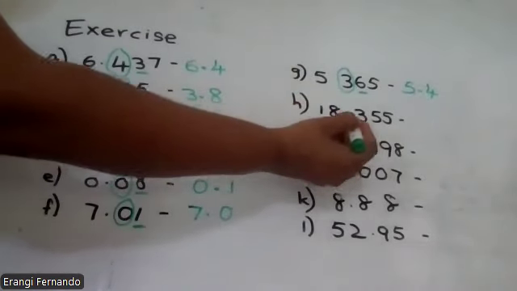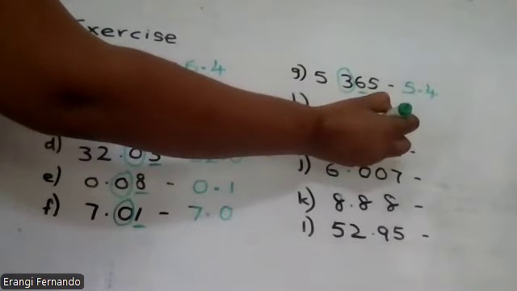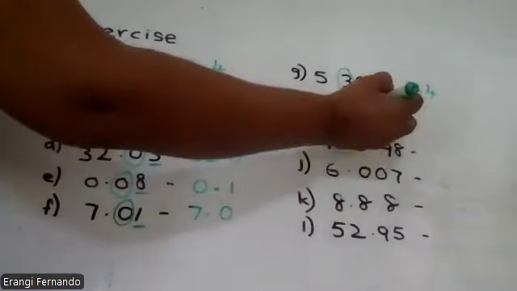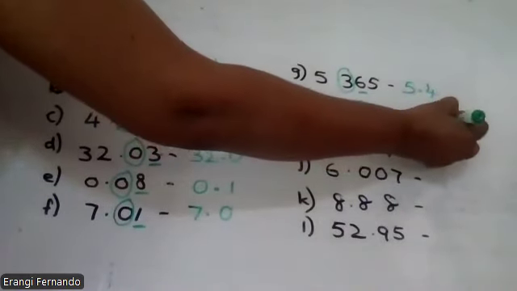H. 18.355. The first decimal is 3. You have to consider 5. If it is 5 or more, you have to add 1. So 18.4.